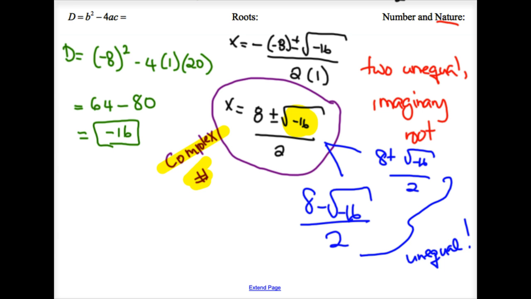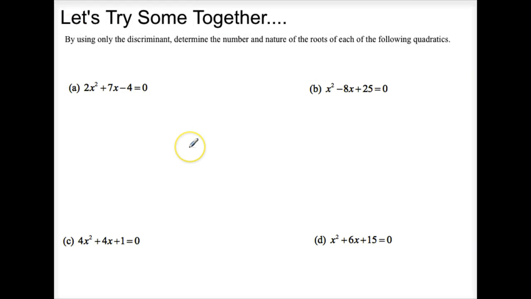So what I want us to do is try some together to see how this works and how it comes on your Regents exam. Let's try some. By only using the discriminant, determine the nature and number of the roots of the following. Alrighty, so our first example. The first thing you always have to do is ask what's my A, what's my B, what's my C? So my A is 2, my B is 7, and my C is negative 4.